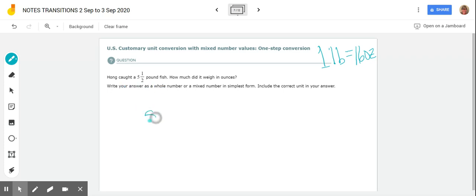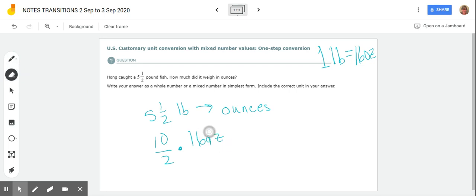Okay, if he has 5.5 pounds of fish, we want to change that to ounces. So all we need to do is we know that for every pound, and we're going to change this to a simple fraction to multiply it. For every pound, okay, we have 16 ounces. And you guys, actually, let me do this in another color. Get over here, eraser. I want to show you something.